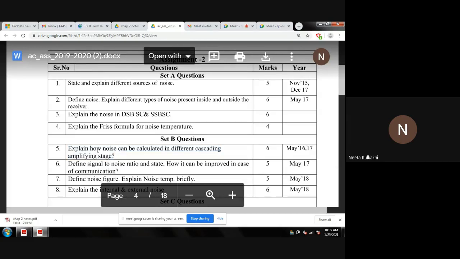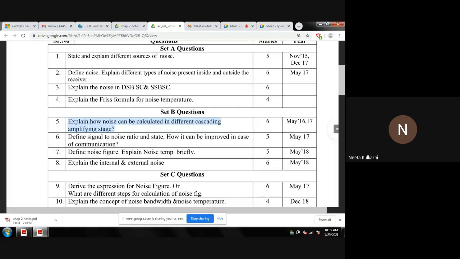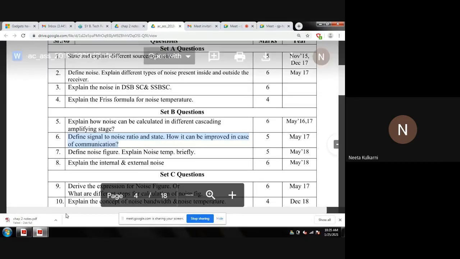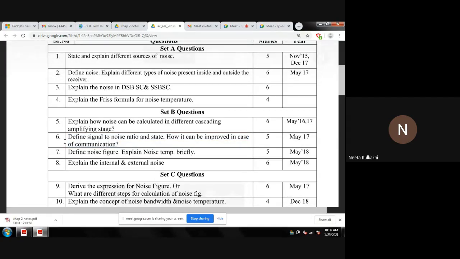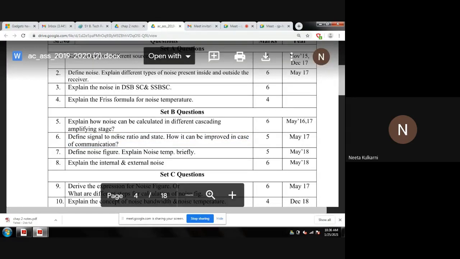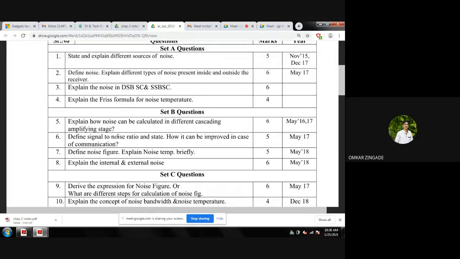How to calculate the noise for different cascading amplifiers. Okay, this is the question. Then, define signal to noise ratio and state how it can be improved in case of communication. First, define the signal to noise ratio. What is the formula for signal to noise ratio? PS upon PN. Of any communication system.